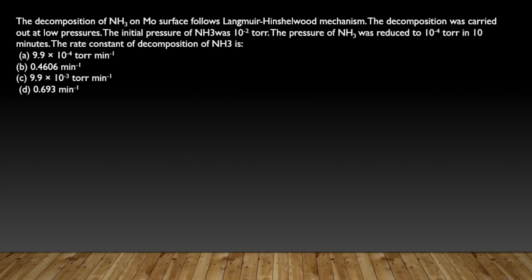Next one we have is this. It says the decomposition of ammonia on a molybdenum surface follows the Langmuir-Hinshelwood mechanism. The decomposition was carried out at low pressure conditions. If the initial pressure is this much, the pressure was reduced to this much in 10 minutes. What is going to be the rate constant for this? So here at the low pressure conditions, the first order is obeyed. The first order kinetics we are going to observe.